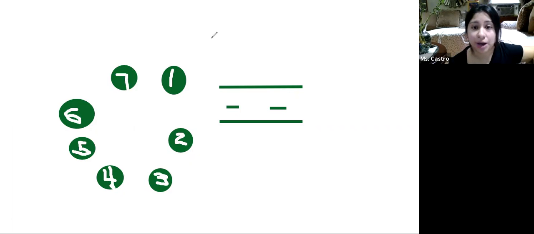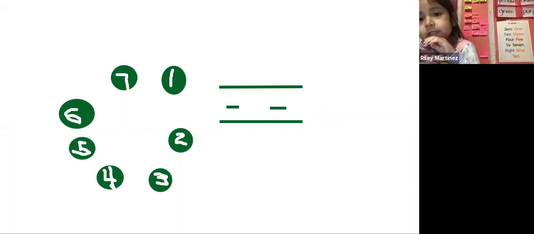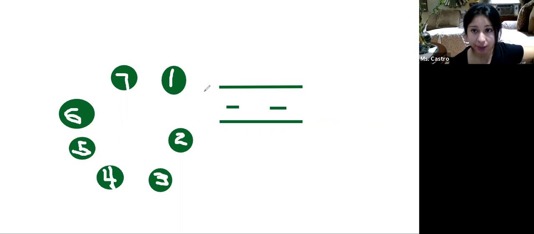So if I counted 7 circles, what number is Miss Castro going to have to write on the line? What number do I write? Go ahead, Riley. What number do I write on the line? 7. Correct. So whatever number that you count and label, that's the number that you write on the line. 7. Good. All right, let's do another one.